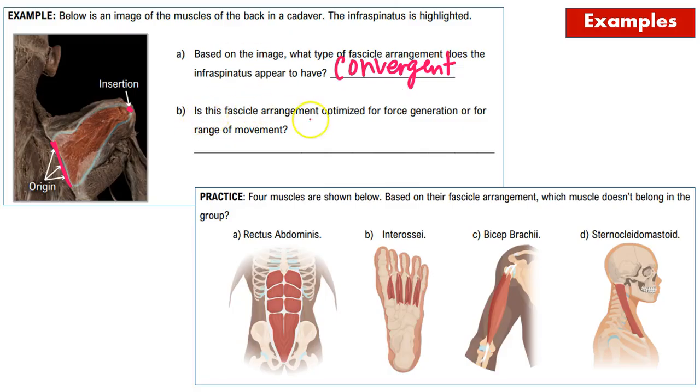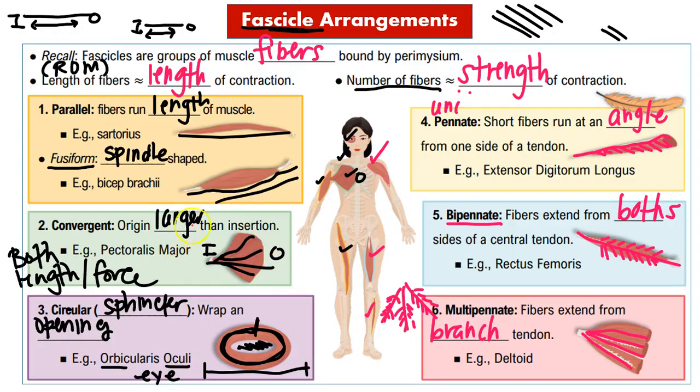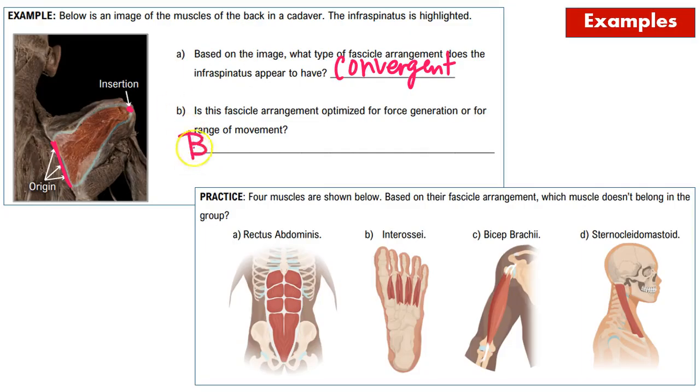Now, is this fascicle arrangement optimized for force generation or for range of motion? Basically, it's saying, is it going to be range of motion based on the length, or is it going to be force based on the number of fibers? Okay. Now, when we talked about convergent, what did we say? We said that they are both going to be optimized for length and force, because there's a lot of fibers, and we said that the length is very long getting to that insertion point. So you can write both here.